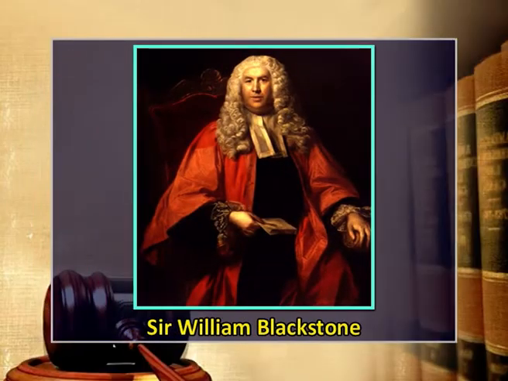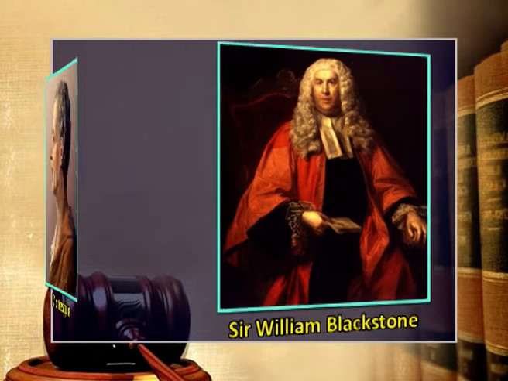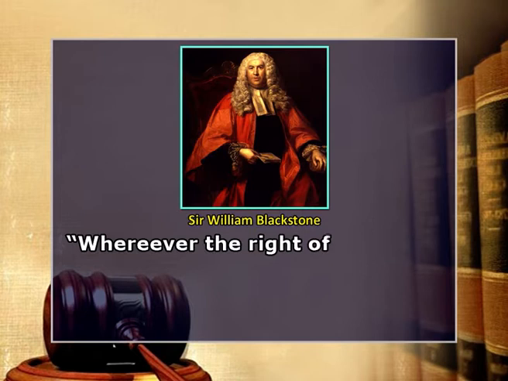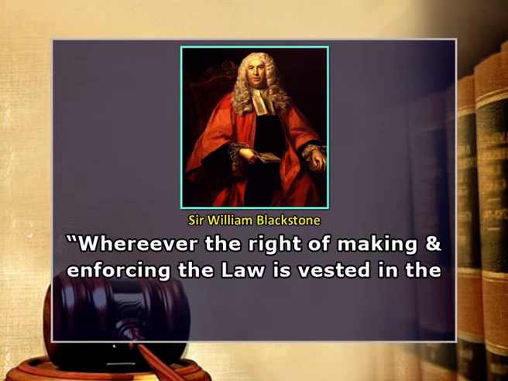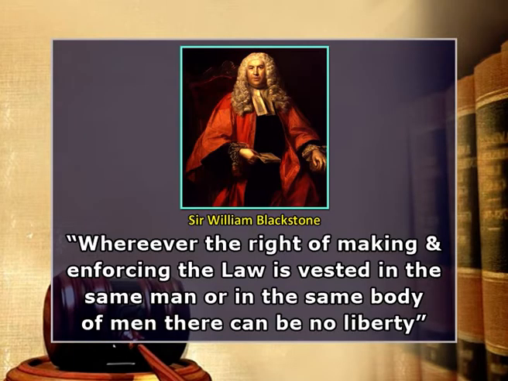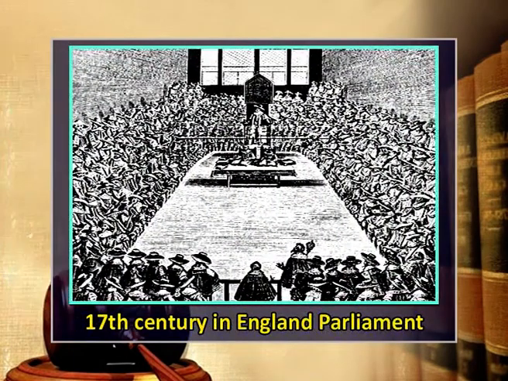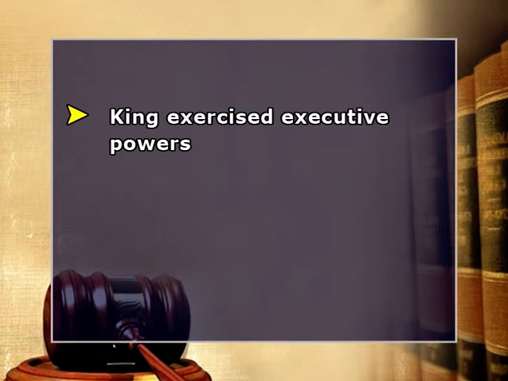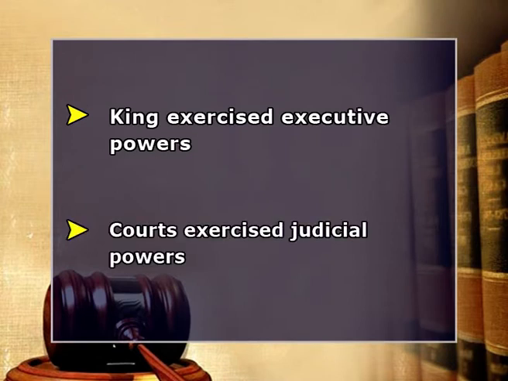In the United Kingdom, the famous English jurist Blackstone supported the doctrine of Montesquieu. According to him, wherever the right of making and enforcing the law is vested in the same man or in the same body of men, there can be no liberty. During the 17th century in England, Parliament exercised legislative powers, the king exercised executive powers, and the courts exercised judicial powers. But with the emergence of the cabinet system of government, that is the parliamentary form of government, the doctrine no longer holds good.